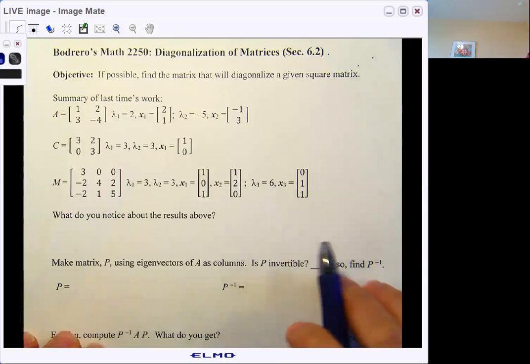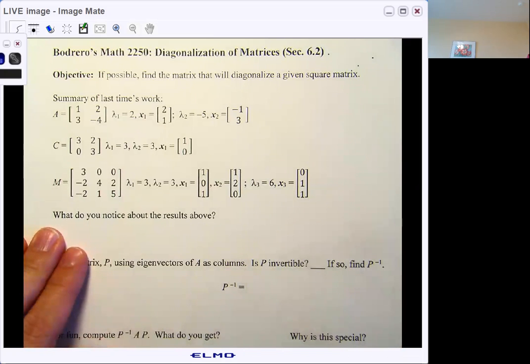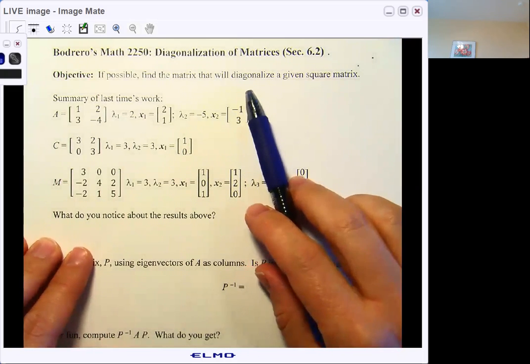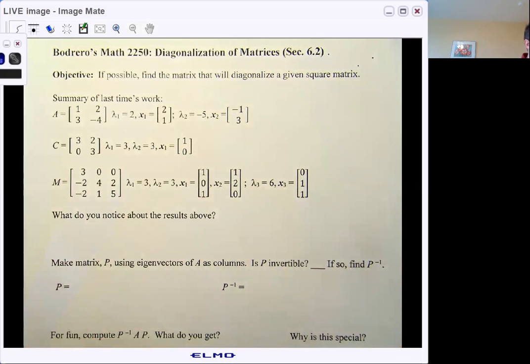We're learning about the diagonalization of matrices, section 6.2. One of the cool things about eigenvalues and eigenvectors is the nifty things you can do with them. Sometimes we can diagonalize a square matrix. We'll talk about that a little bit later. Let me summarize our work from last section.